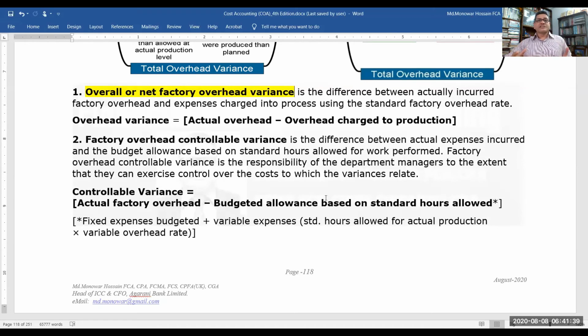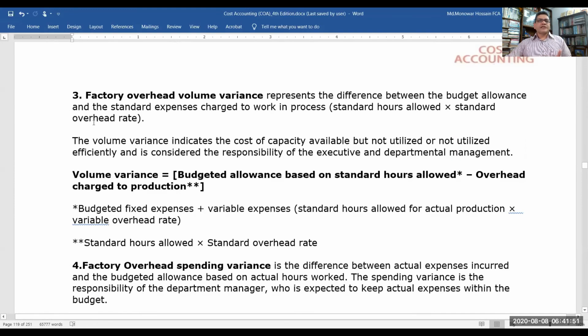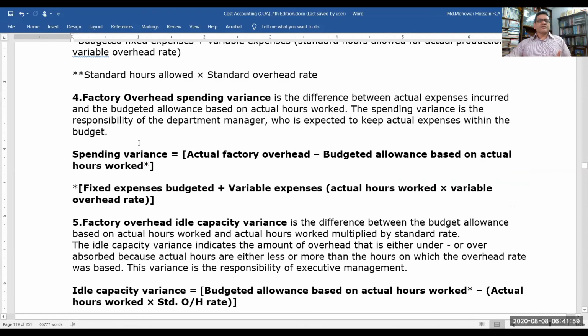So overhead variance is equal to actual overhead minus overhead charged to the production. Also the factory overhead controllable variance, this is the formula. In the same way, the factory overhead volume variance, this is the formula. Also the factory overhead spending variance is actual factory overhead minus budgeted allowance based on the actual hours worked.